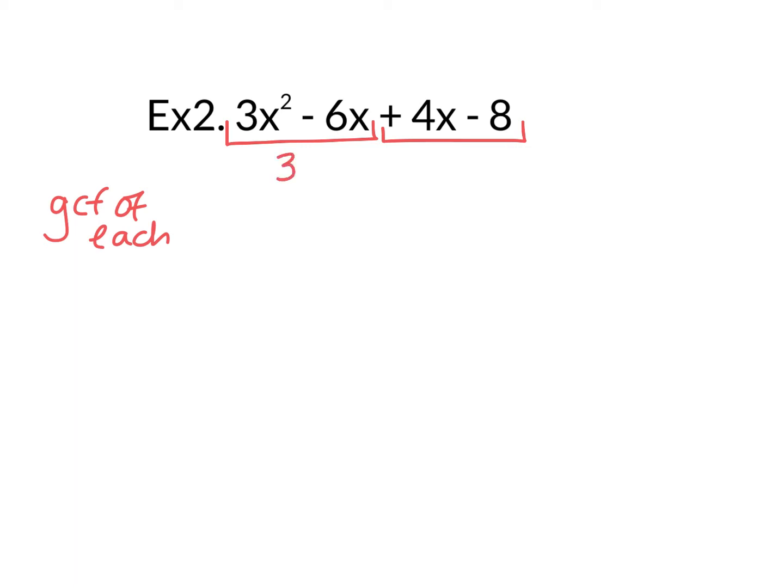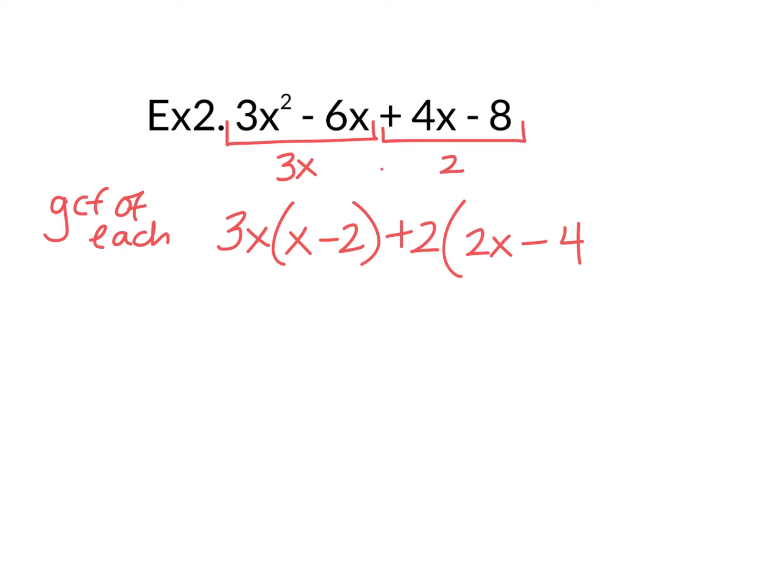So in the first one, you're taking out a 3x. And the second one, you're taking out a 2. So this should be now 3x times x minus 2. Remember, I'm getting this x minus 2 by doing division. 3x squared divided by 3x leaves me with just an x. Negative 6x divided by 3x leaves me with negative 2. All right, now I'm going to do that on the other side. I took out a positive 2. And when I divide, I'm going to be left with 2x minus 4.